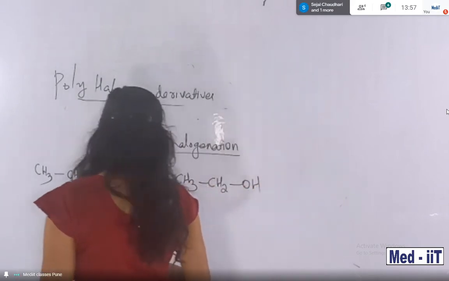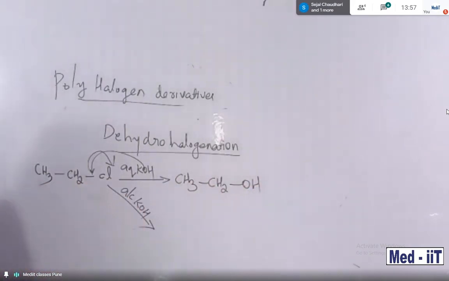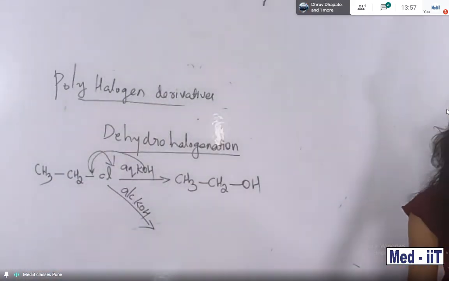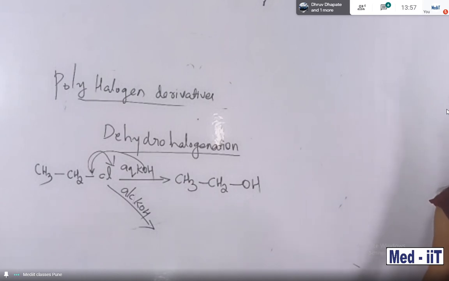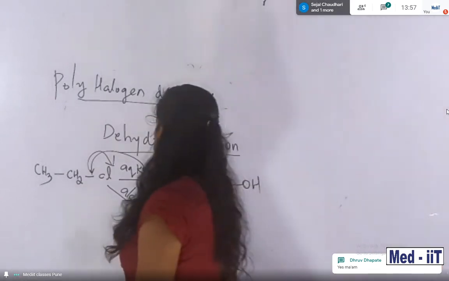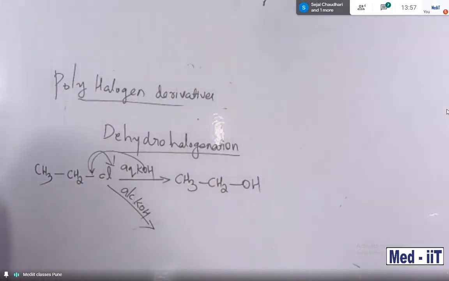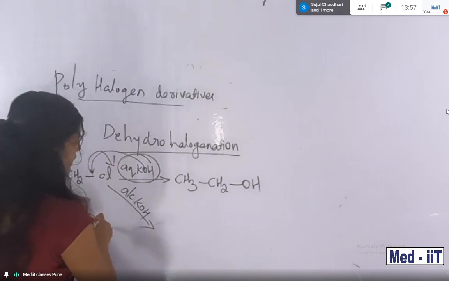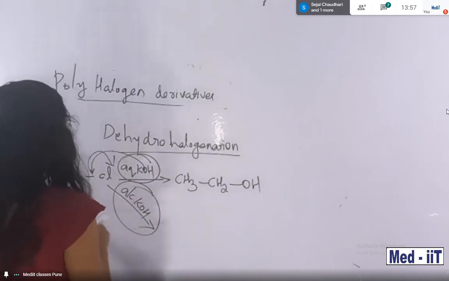Very easy. But in the case of alcoholic KOH, what about the others? Not only Sejal, what about Dhruv? Are you getting my point? Tell me, Dhruv. Okay, no problem. So, alcoholic KOH, students. Any guess? Reagent-wise, you want to note down: this is aqueous KOH, this is alcoholic KOH.